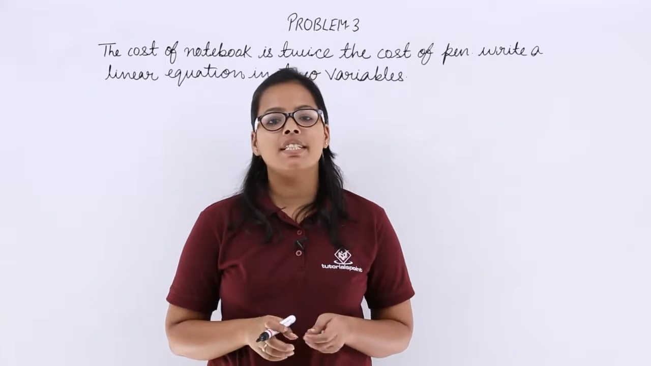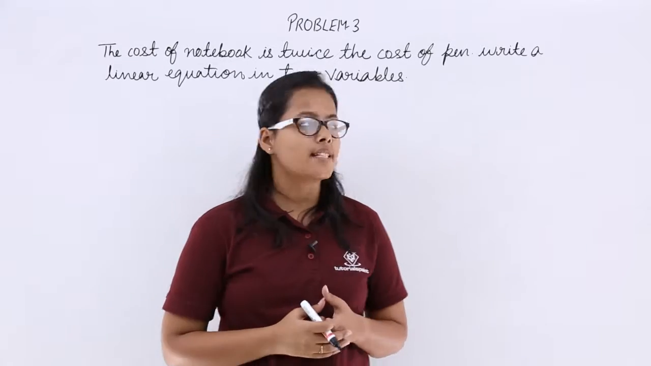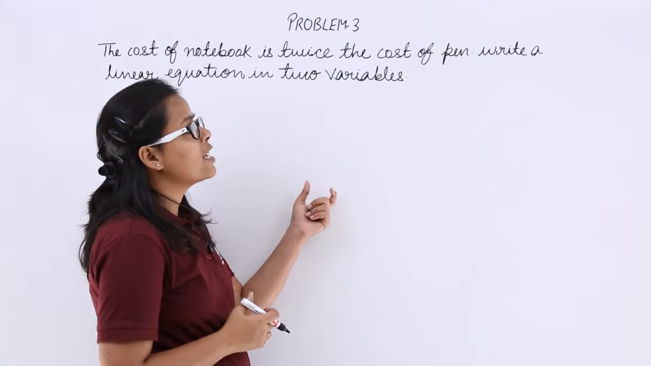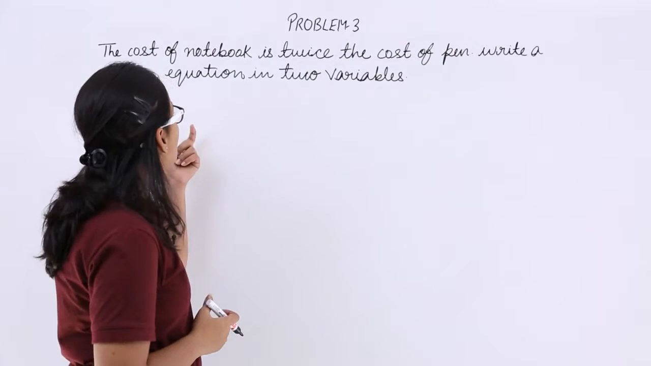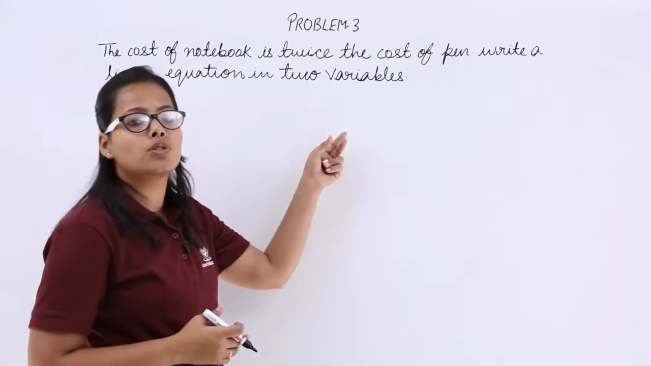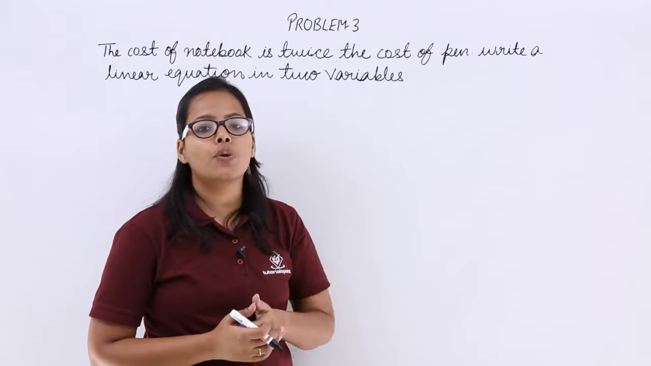Hello guys, let's discuss this problem which says the cost of notebook is twice the cost of pen. Now you need to write a linear equation in two variables. So from where can you get these two variables?